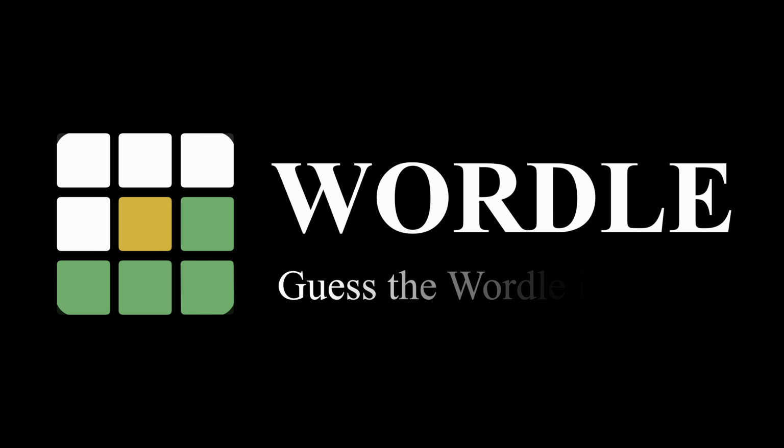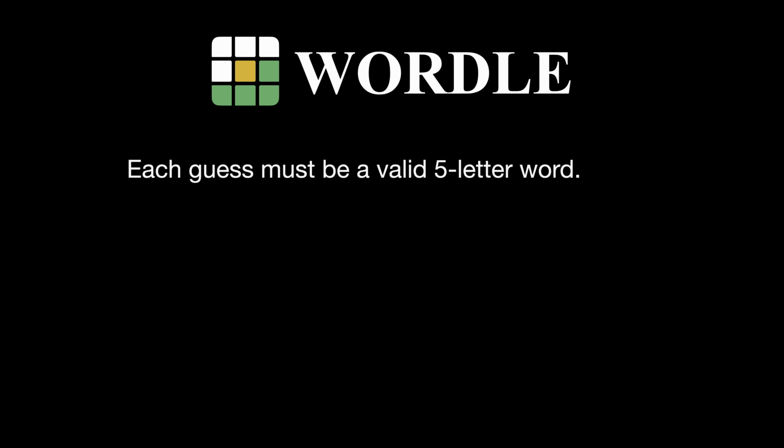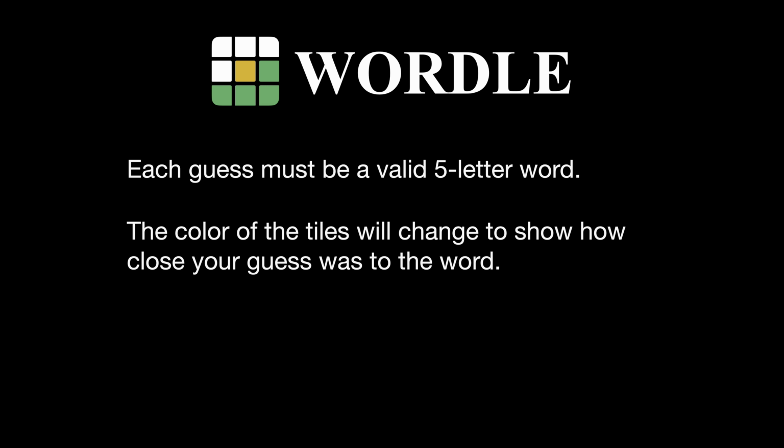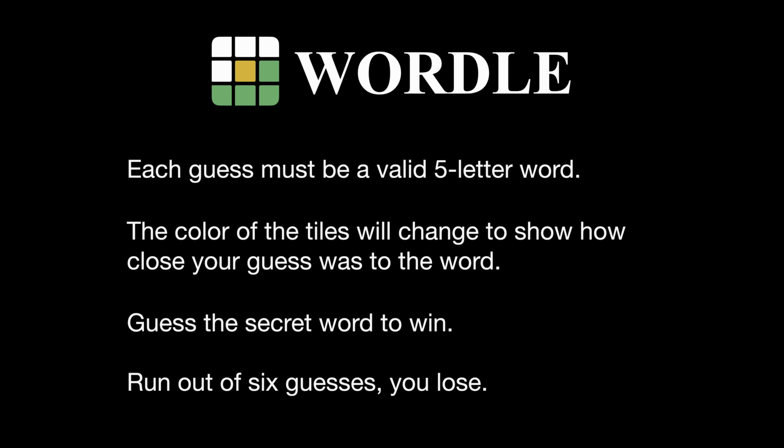Tired of calculators? Let's switch gears and build a Wordle game, where players guess a 5-letter word in 6 tries. Wordle has 4 simple rules. First, your guess must be a 5-letter English word from a valid word list. After each guess, the game shows the color of each letter. If you guess the secret word correctly, you win. But if you run out of guesses, you lose.